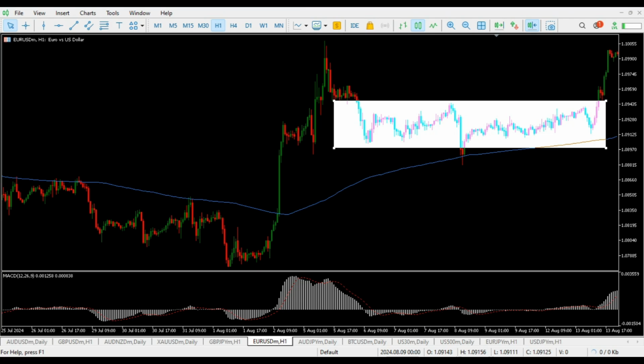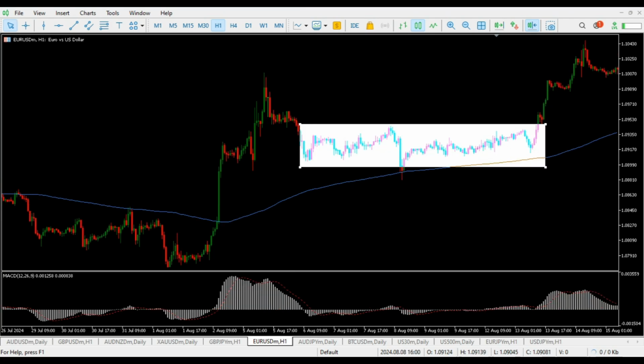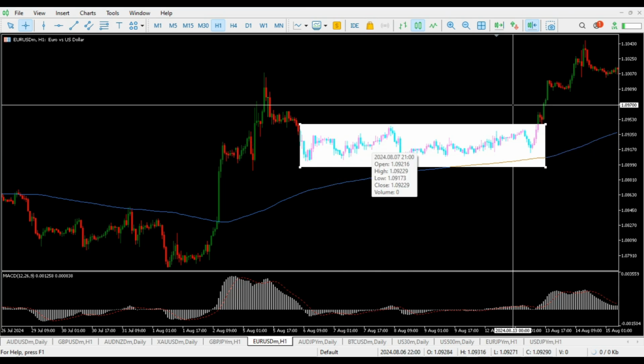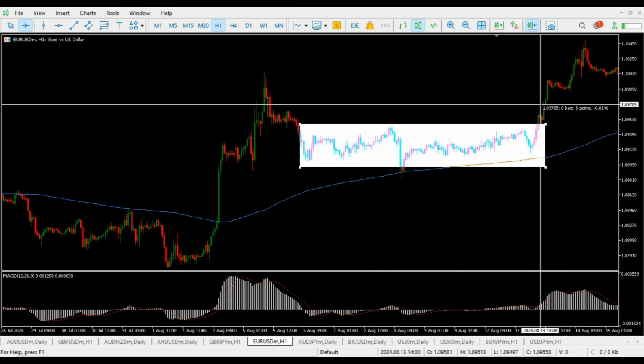So this squeeze here was identified, and if you look closely, price is just bouncing off the same area, not indicating a clear direction. Not until the price broke out in this area here.